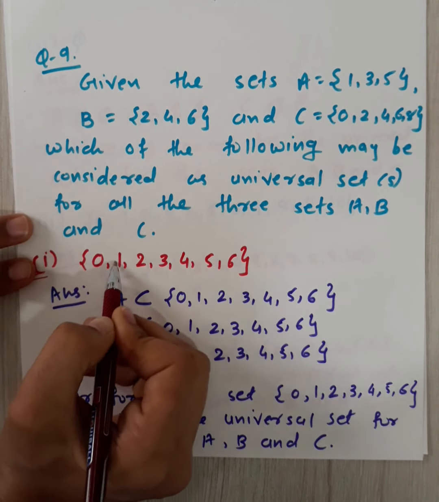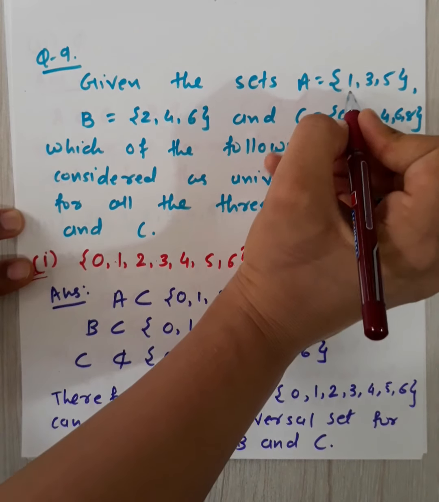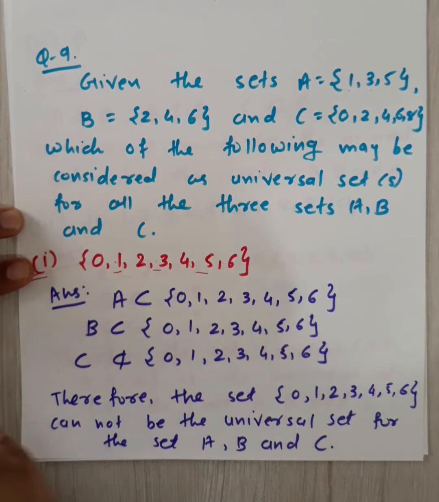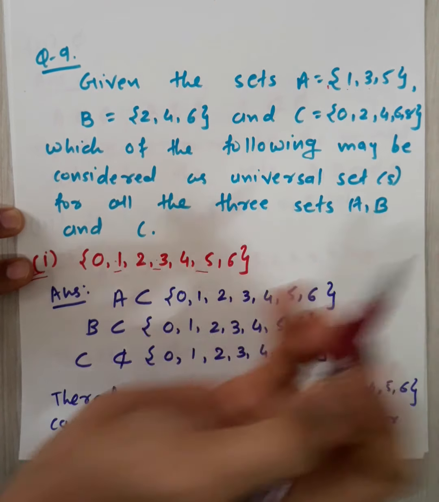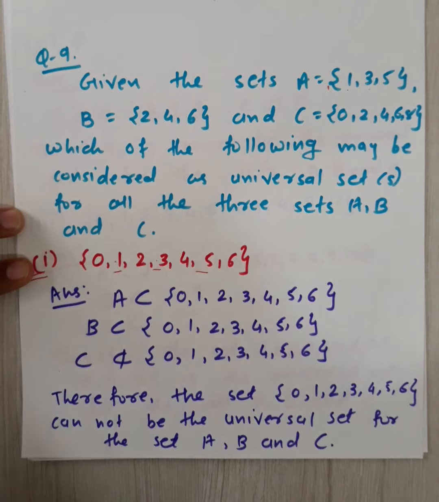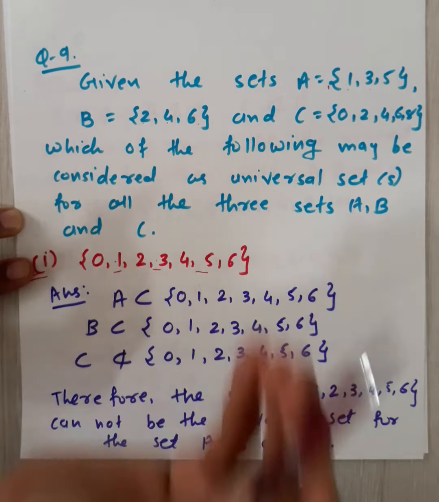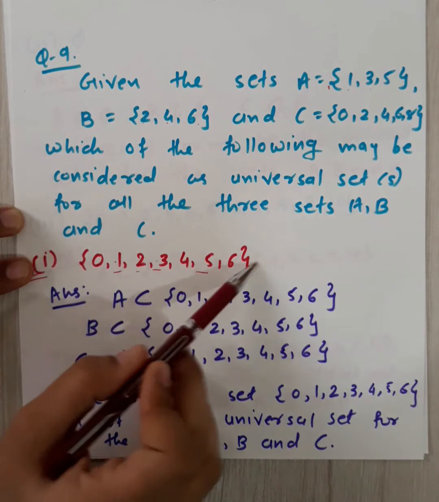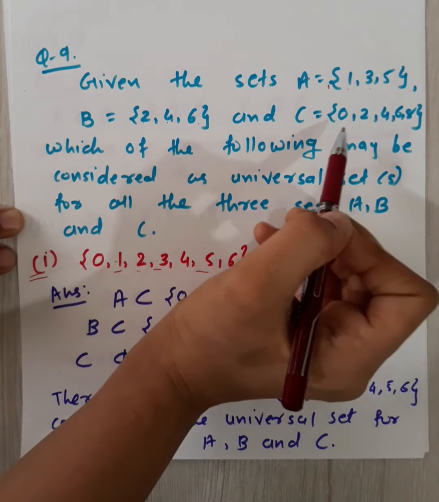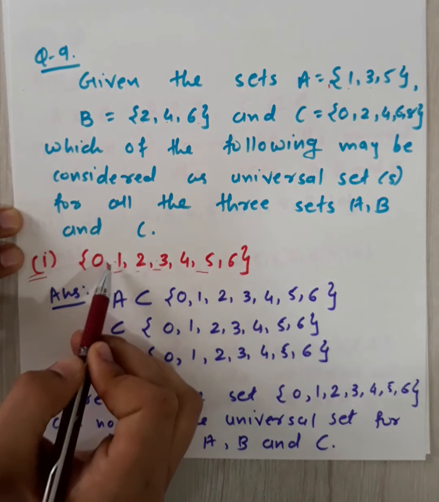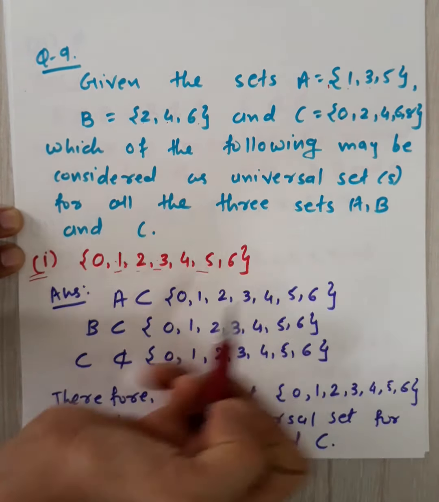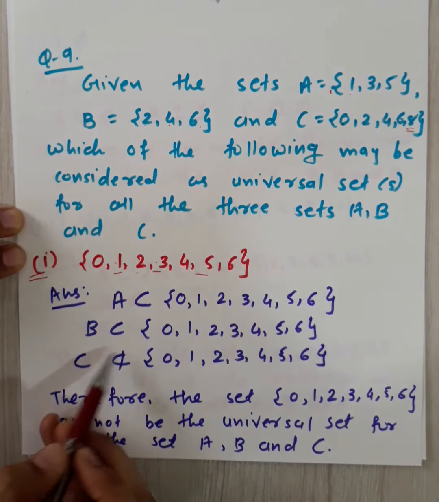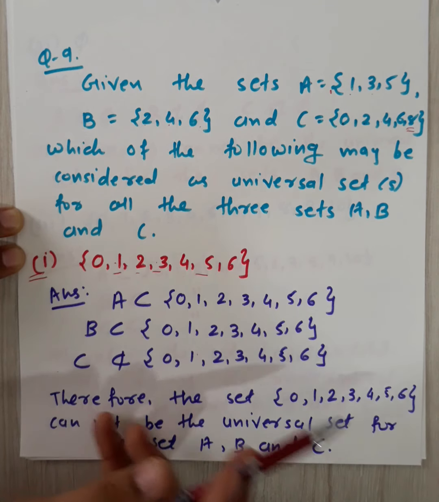Let's go. You have given 0, 1, 2, 3, 4, 5, 6. What is your A? Your A is 1, 3, 5. 1 is there, 3 is there, 5 is there. So we can say that A is a subset of {0, 1, 2, 3, 4, 5, 6}. Now B, 2, 4, 6. Is 2, 4, 6 there? Yes. So we can say that B is also a subset of this particular set. Now C is 0, 2, 4, 6, 8. Here 0, 1, 2, 3, 4, 5, 6. So 8 is not there. But 8 is here. So C is not a subset of {0, 1, 2, 3, 4, 5, 6}.